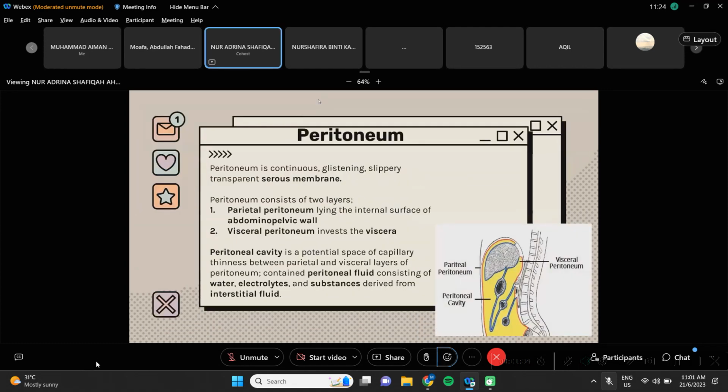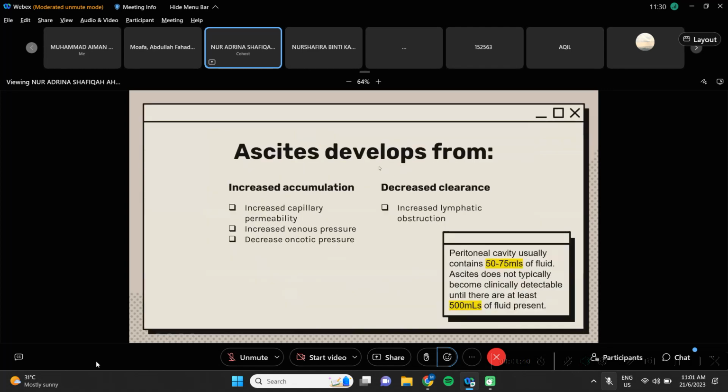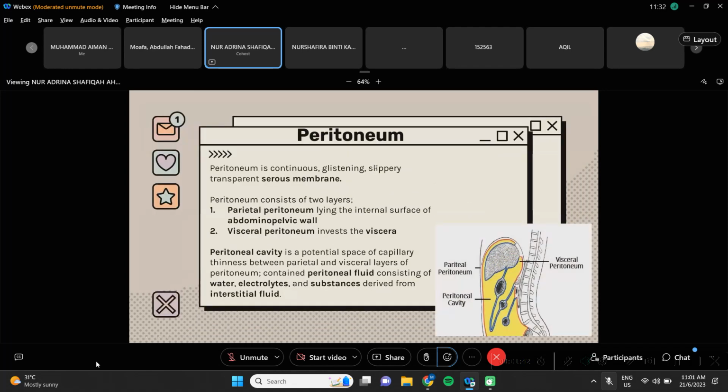So first of all, I need to change the... Pleural and peritoneal or peritoneal only? Peritoneum. Pleural effusion already done.